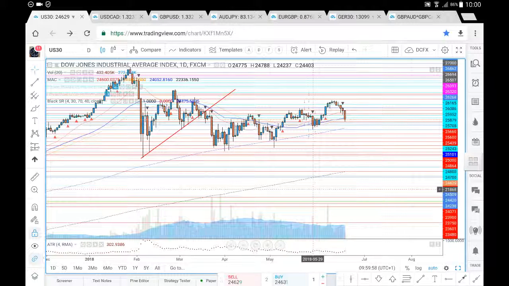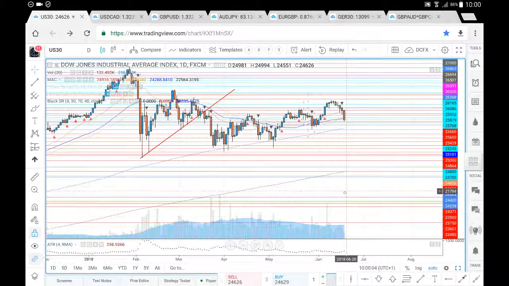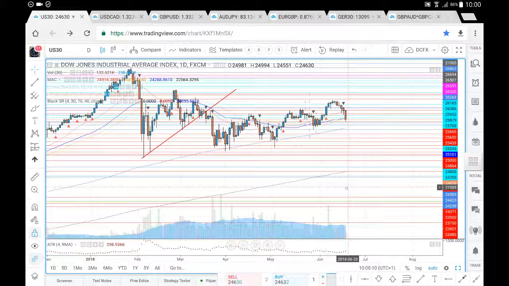So again, we'll look to see if we do invalidate that level, but beyond there, we do have the 200 period moving average, which we've not been able to close below on a daily chart for quite some time, several months now, quite a few months. Not close below the 200 period moving average, despite the sharp sell-offs we saw earlier in the year. That 200 period moving average is currently sitting at that 24,288 level.